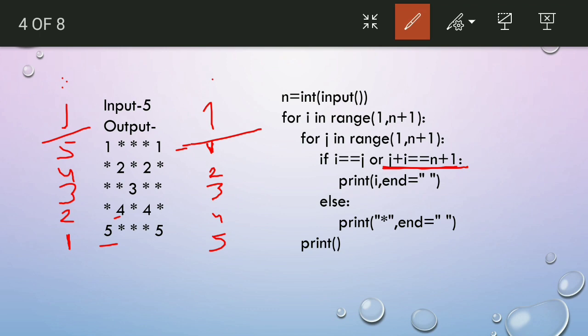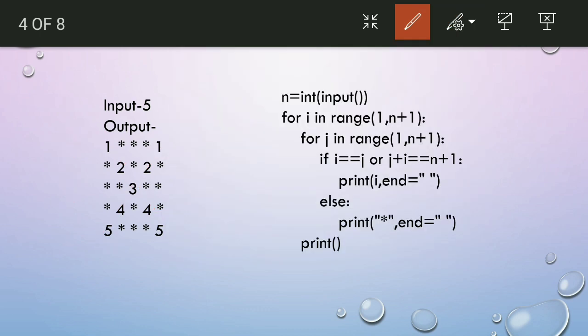If this condition is satisfied, or this condition, we have written or because we want both of them. If any one of them is satisfied, we will print that value because we are writing the two diagonals. This is for the first diagonal, i equals j, and this is for the second diagonal. So we are connecting it with the or, and then we need to print the i. Other than that, we will print the star. Hope you get it. Okay.